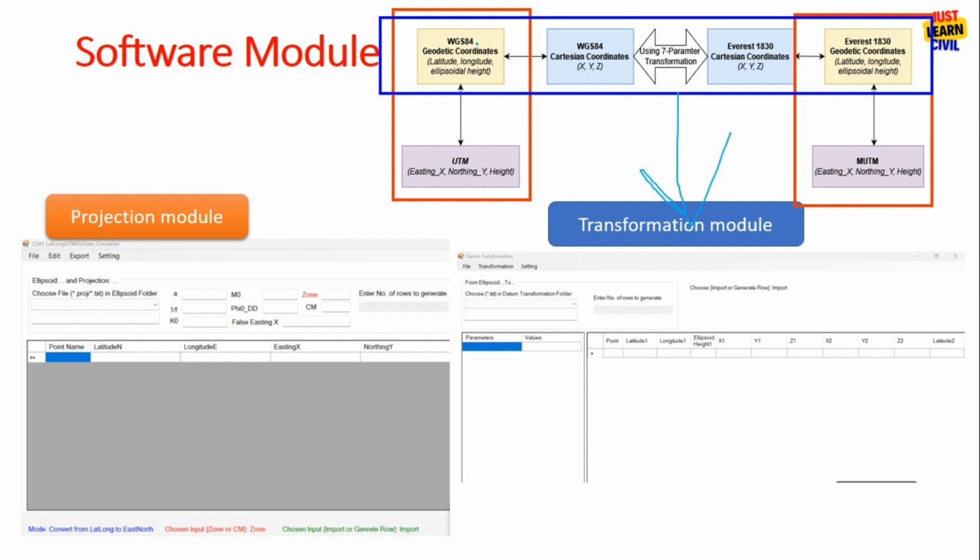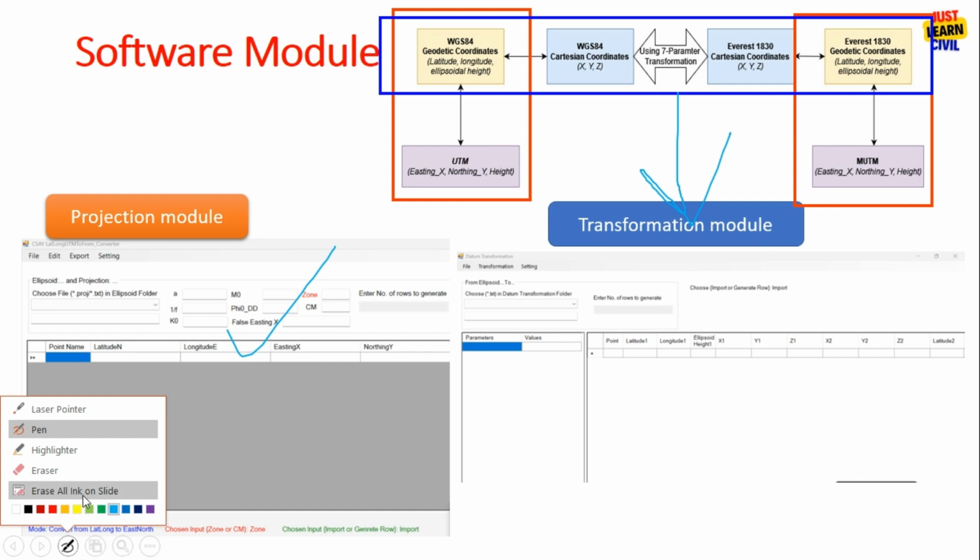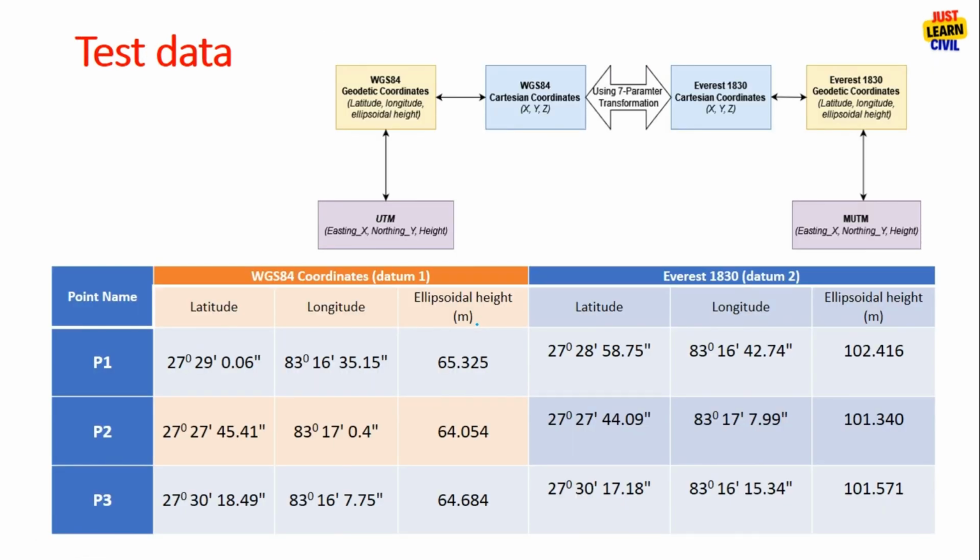First we will convert the geodetic coordinate to Cartesian. Then we will transform the Cartesian coordinate of datum A into datum B. Then we will again reverse it back to the geodetic coordinate. And finally the transformation module will give us the coordinates from one datum to another datum. And if you need to use the projections, then you can use the other module, which I have already covered in the previous video. These are the test data. You can use this test data to convert.